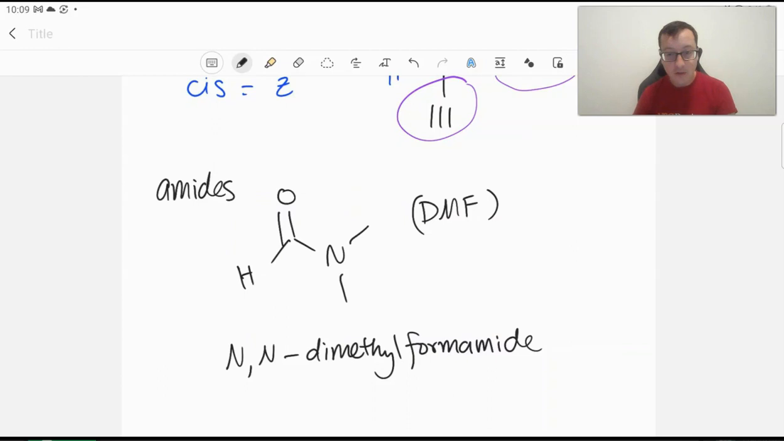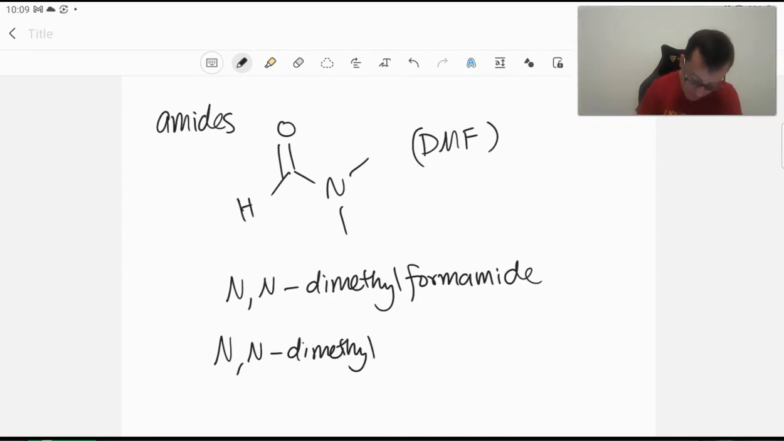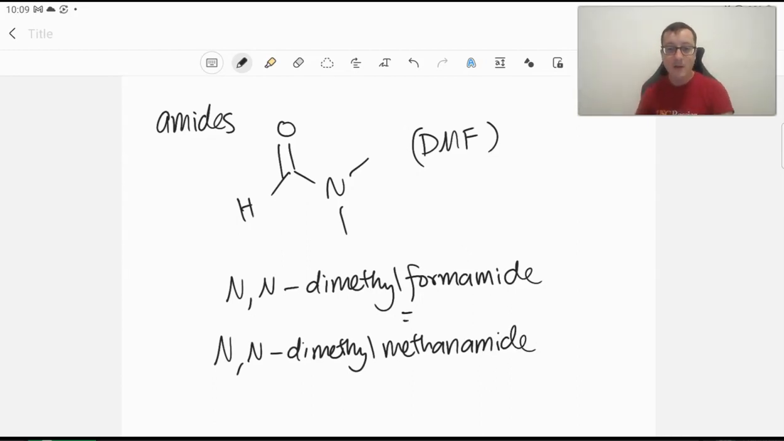So we have two methyl groups on the nitrogen, so we need to put those as if we were naming amines, and we're going to have the rest of it just named amide. So this is formamide. That's probably more of a common name. If we wanted to be more systematic, we would say N,N-dimethylmethanamide. These would be the equivalent names. Formamide's more common than methanamide, but they would be equivalent.